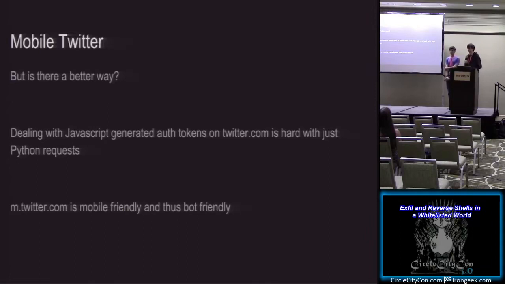m.twitter.com is mobile friendly, and thus it's also friendly to our bots, because we can just write a request to the mobile Twitter page with our username and password, and then it'll authenticate us, and then we can send another request to send a tweet. So this made our code way shorter. We didn't even have to use DryScrape. We can just use Python requests, and now we have Twitter available as another exfiltration channel that we can send data through.